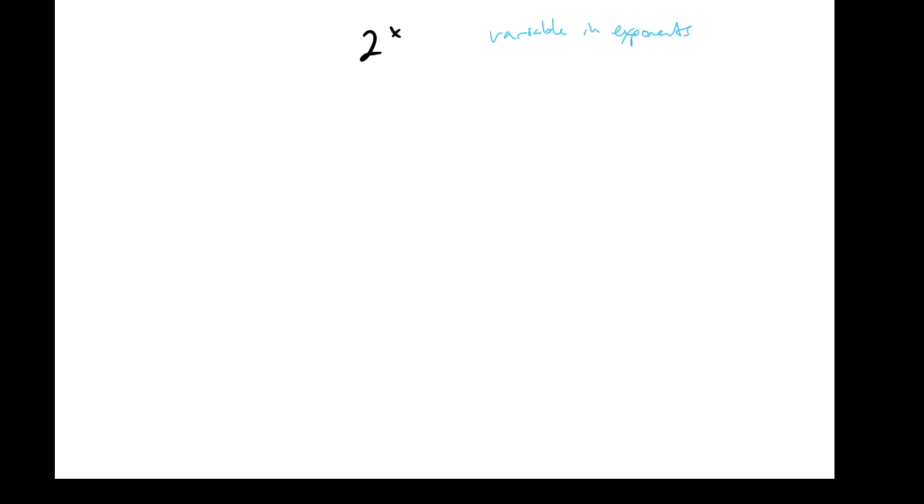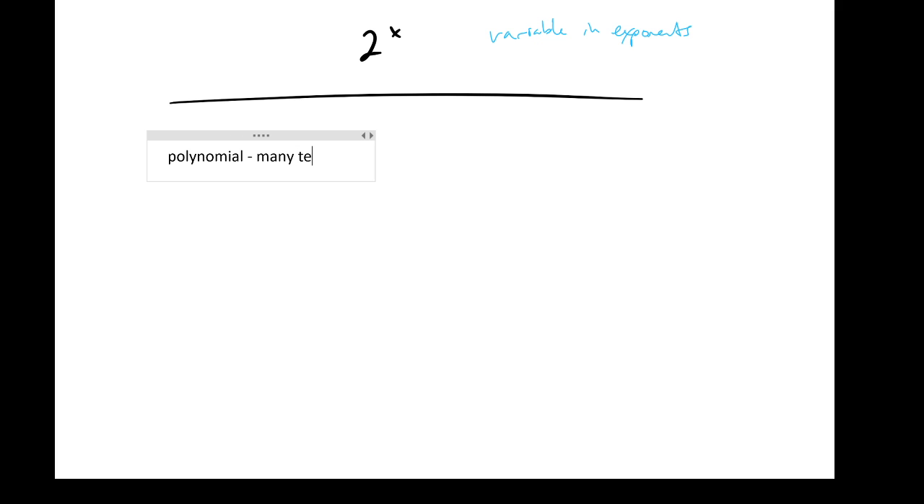So going back to what we had discussed previously, the idea of a polynomial is that it has many terms, okay? And I'm going to discuss 2 specific types of polynomials that are going to become very familiar to us in our course here. Here's one, x plus 5. This is a polynomial, okay? And it has 2 terms.